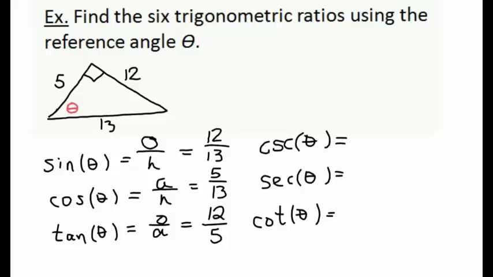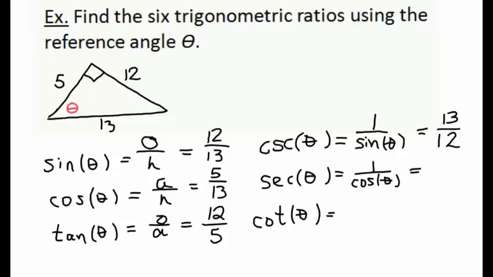Our first one is cosecant of theta. Remember that cosecant is technically the reciprocal of the sine function. So cosecant here is going to be 1 over sine theta, which is 13 over 12. Next we have secant of theta. Secant theta is the reciprocal function of the cosine function. And if we take the reciprocal of cosine, we get 13 over 5 as our ratio. Next is the cotan of theta. And this is the reciprocal of the tan function. And if we take the reciprocal of 12 over 5, we get 5 over 12.